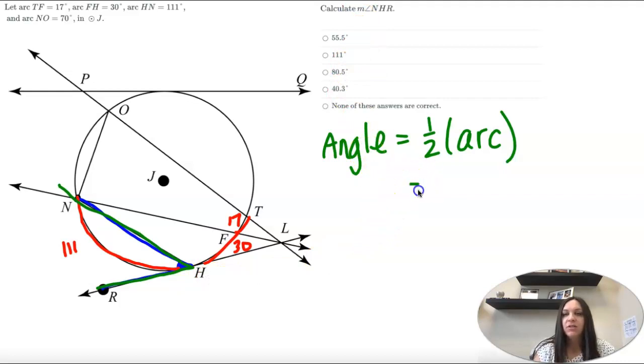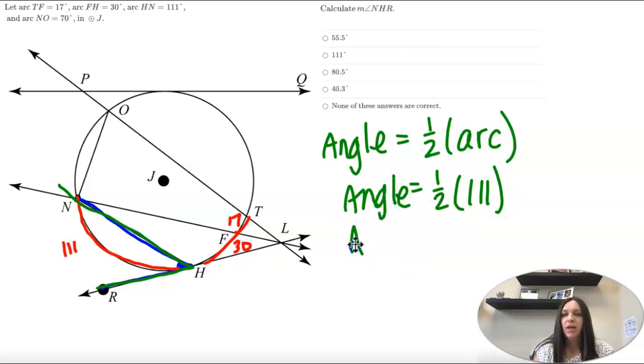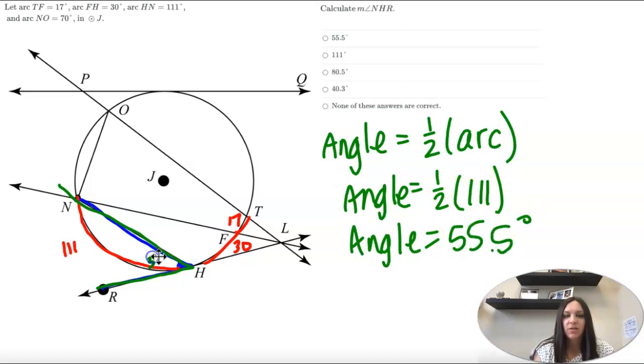So if the arc is 111, we take half of that to get the angle measure. So the angle is 1/2 of 111, which is 55.5 degrees. So that angle is 55.5. Remember, just because you're given numbers doesn't mean you have to use them.